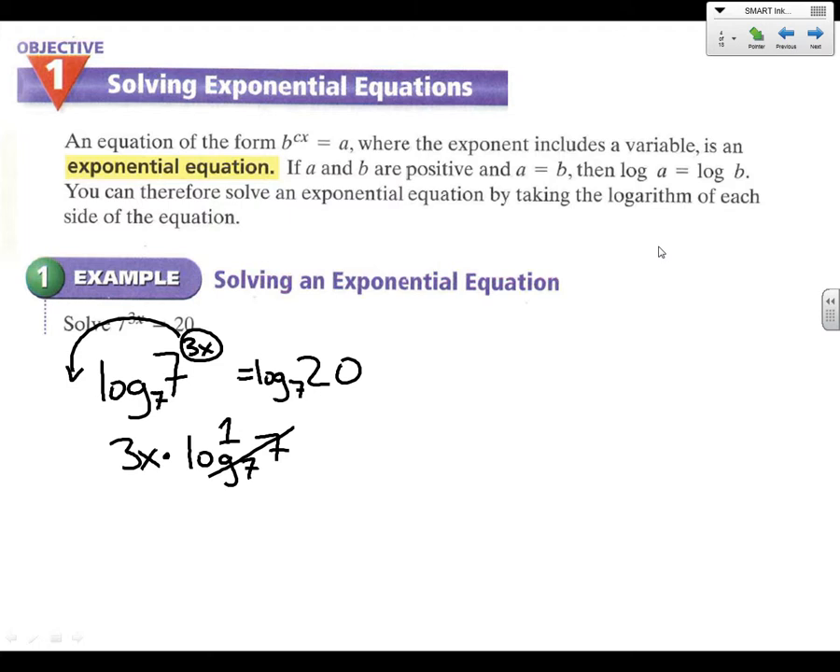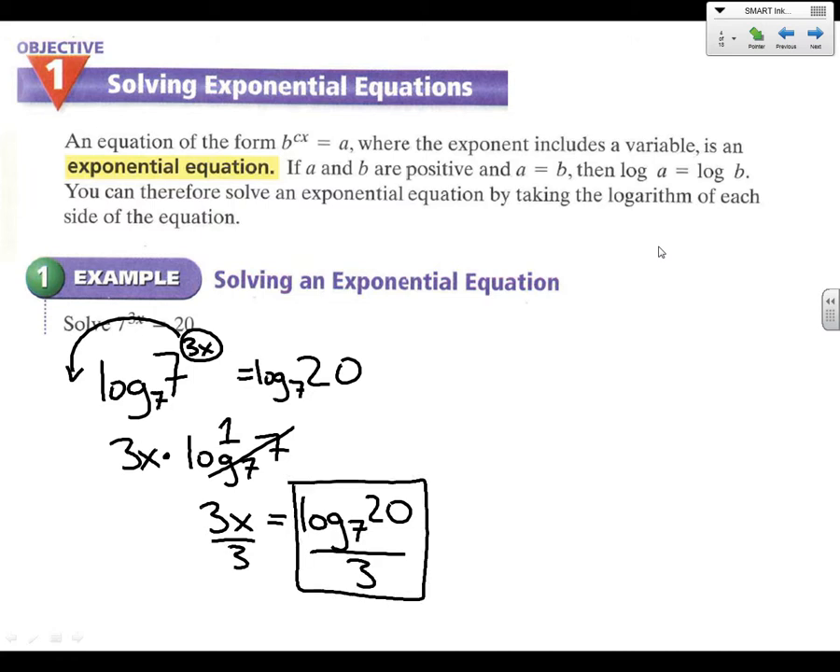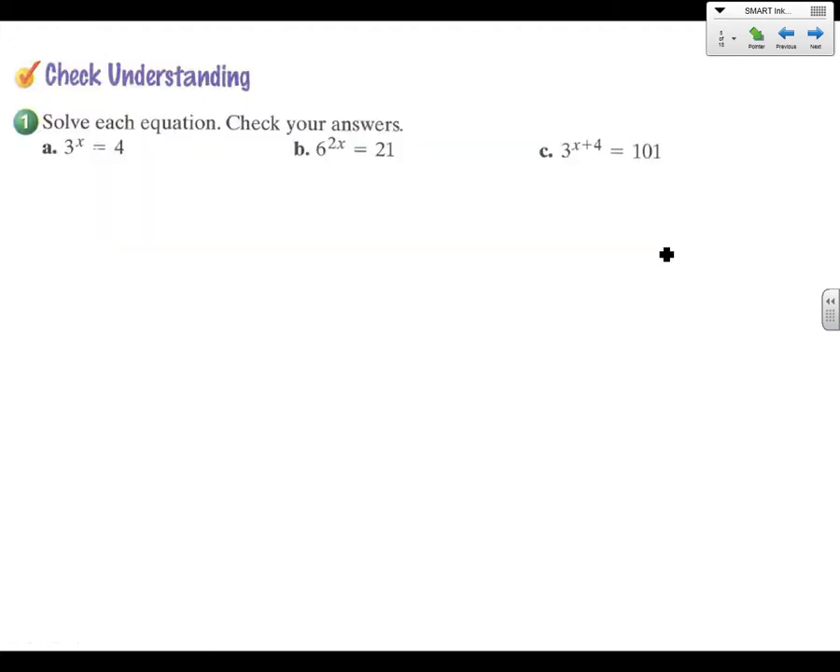So that cancels itself out, and we're just left with 3x equals log base 7 of 20. All right, so we don't know what that is yet because 7 doesn't go into 20 at all using exponents. We'll learn how to use the change of base to solve this shortly. But for right now, all we're going to do is divide by 3 and leave this as our answer: log base 7 of 20, divided by 3. All right, so see if you can use the same thinking for understanding check number 1.